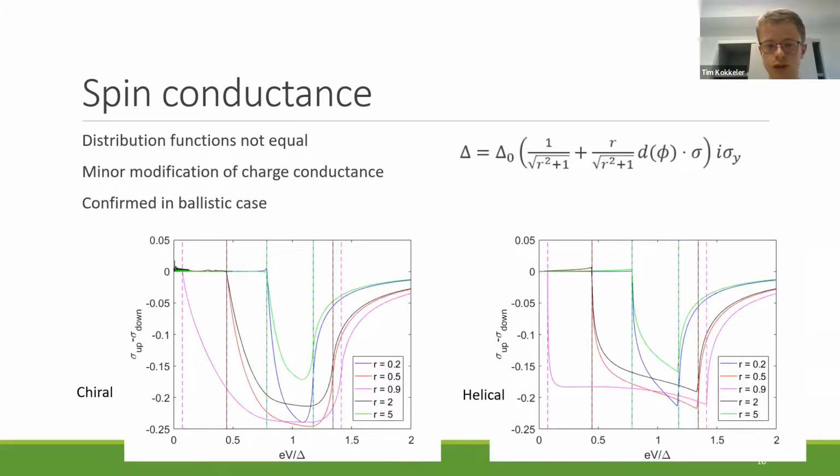So then the last quantity that I wanted to highlight is the spin conductance. Spin conductance may sound a bit strange because in normal superconductors, we do not see them. However, if we look at the pair potential for the s plus p-wave superconductor, we see that here there is a spin independent term and a spin dependent term.